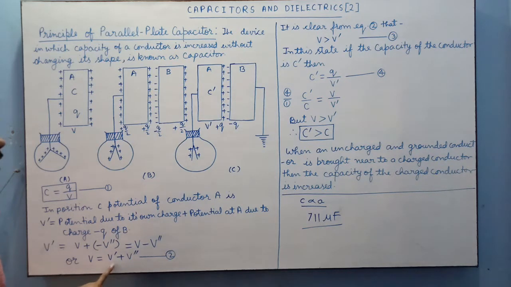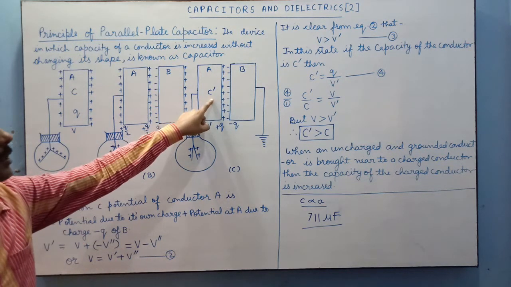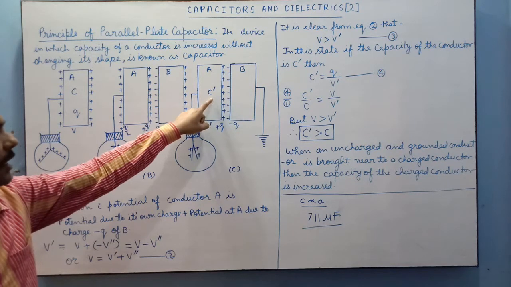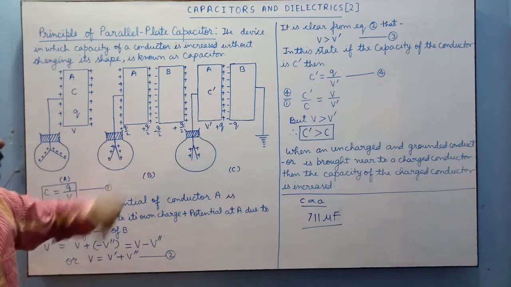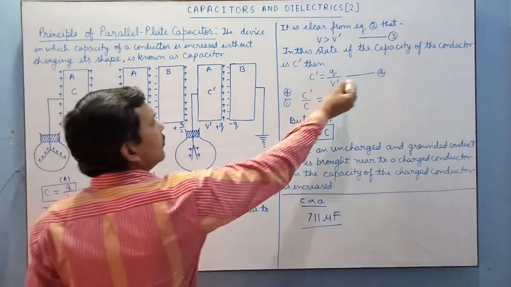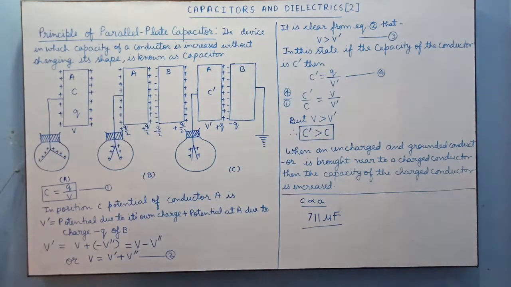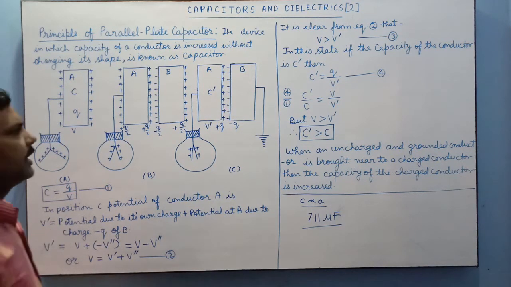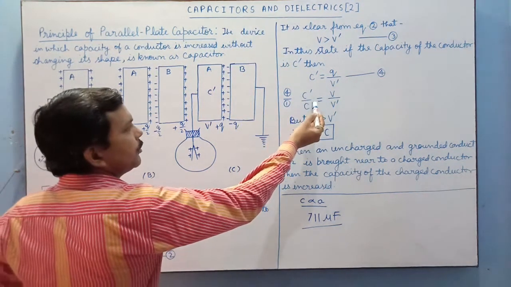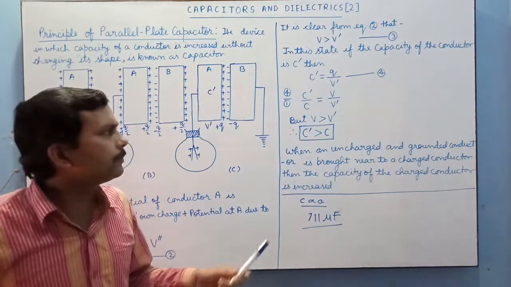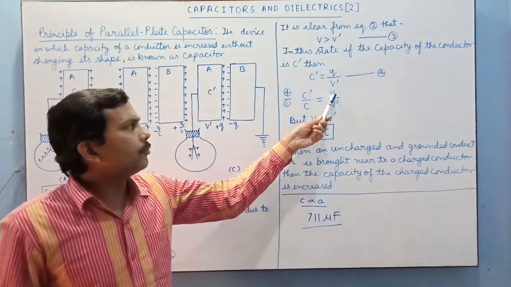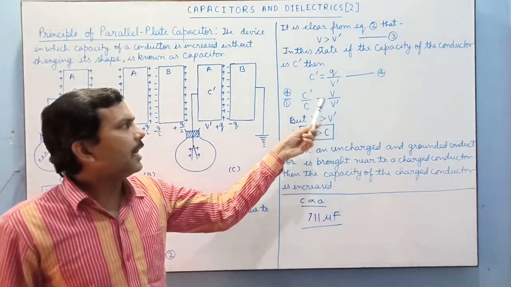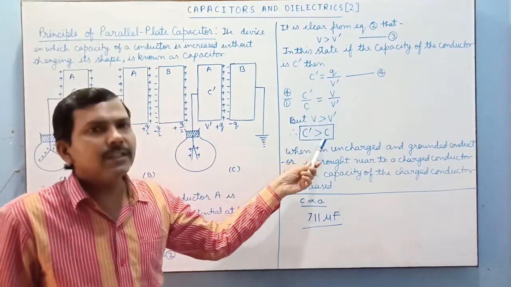In this state, if the capacity of the conductor is C dash, then C dash is equal to Q by V dash, from equation 4. Now we will divide equation number 4 by equation number 1. So we get C dash upon C is equal to V upon V dash, but we have seen that V is greater than V dash. So C dash will be greater than C.